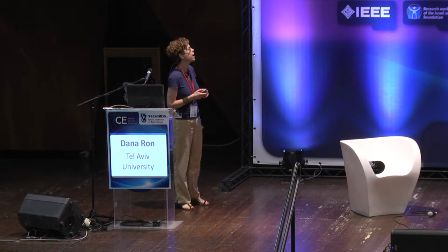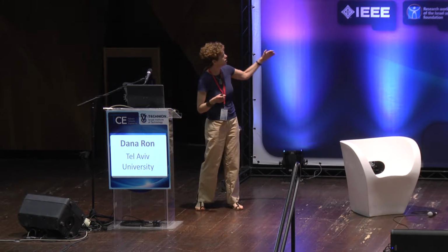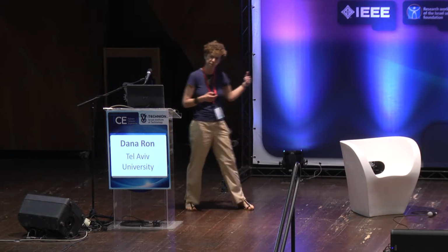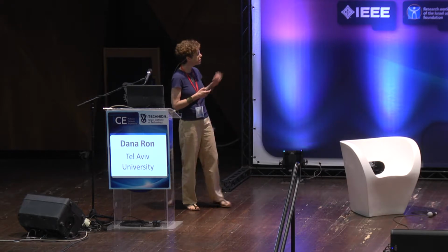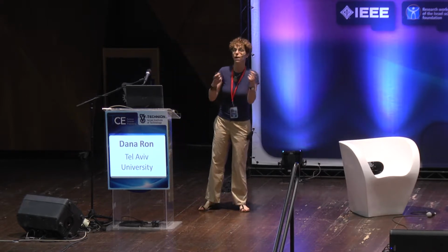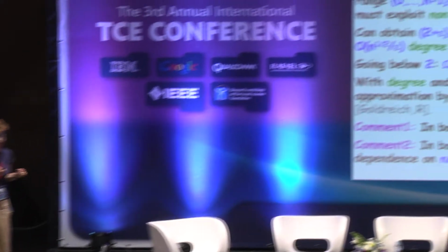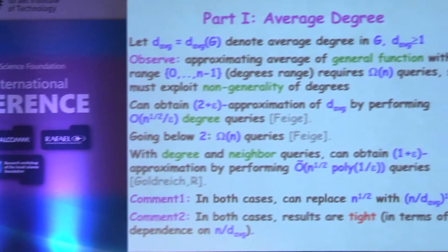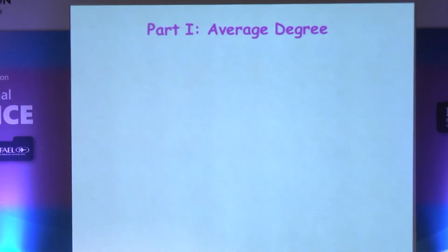And also, the results are tight. When I say both results, it's both the first one only with degree queries and the one with neighbor queries. The results are tight in terms of the dependence on n over the average degree, so you can't really get something much better. Okay, so now let's see how it works.